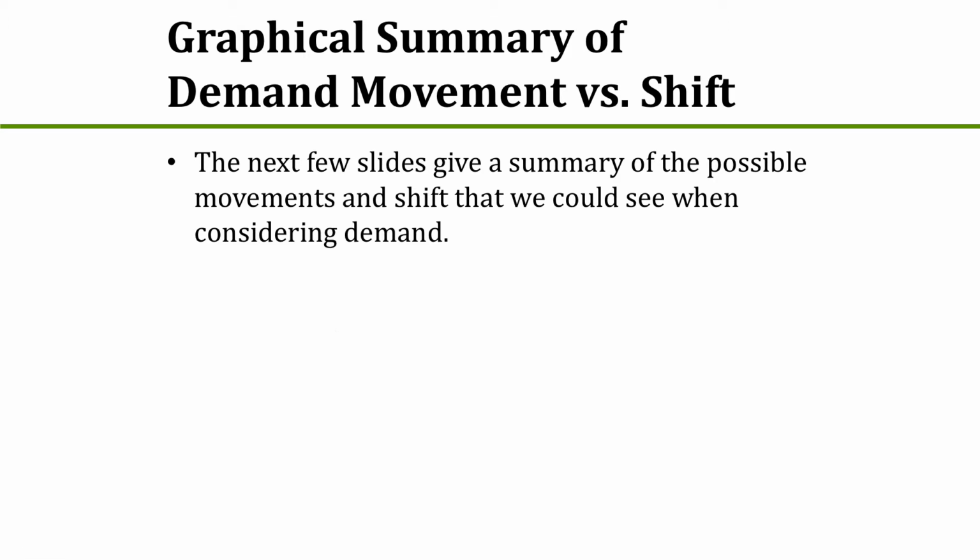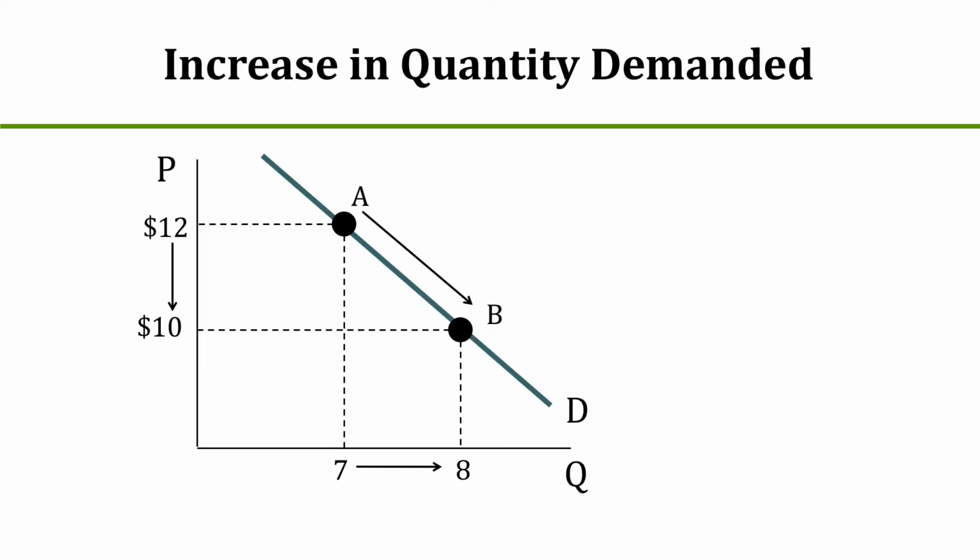So the next few slides give a summary of possible movements and shifts that we could see when considering a demand curve. So let's see this one, increasing quantity demanded. The economic activity here is the price is decreasing. As you can see, the price is decreasing from 12 to 10. And as a result of that, the quantity demanded is increasing from 7 to 8. So basically, there is a movement along the demand curve. The demand curve is not shifting. It stays intact.